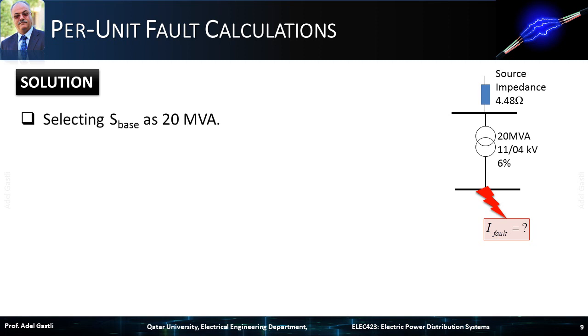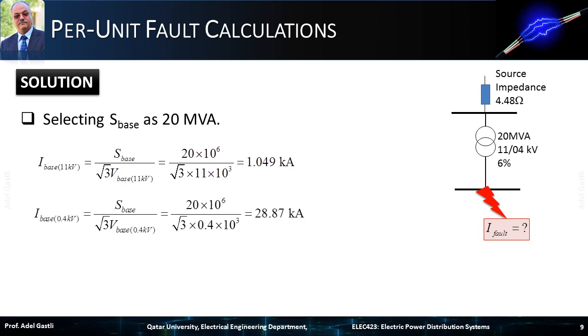We start by defining the common base power. Since we have only one element, which is the transformer that is rated at 20 MVA, we can take S base equal to 20 MVA. Then, we can calculate the base currents in two different voltage bases, 11 kV at the primary of the transformer and 0.4 kV at the secondary of the transformer. The base impedance at the 11 kV side is calculated as shown here. We need this base impedance on the 11 kV side, in order to convert the source impedance into per unit.